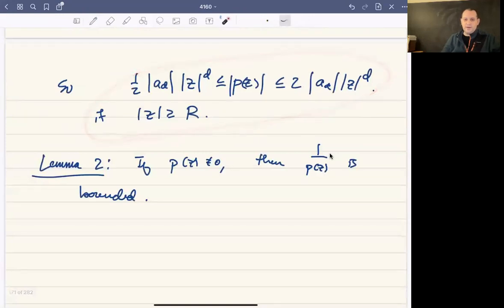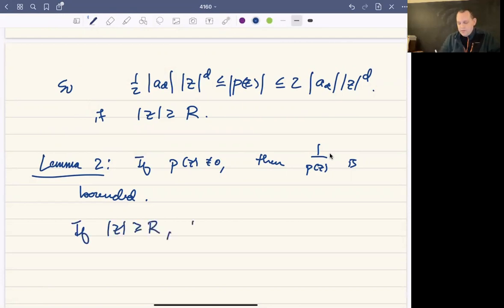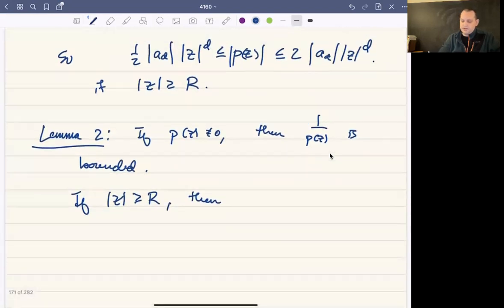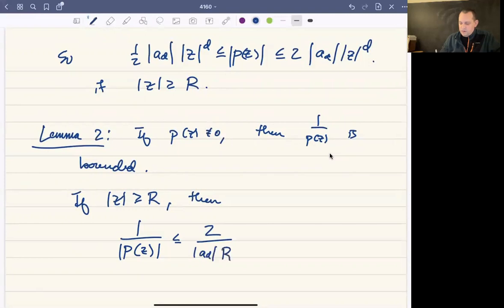Okay, so this first lemma gives us boundedness when the modulus of z is large. So first, if the modulus of z is greater than or equal to r, where r is the value from the first lemma, then notice that what this tells us is that 1 over the modulus of p of z is going to be less than or equal to 2 over the modulus of a sub d times r to the d. Okay, and so this gives us a nice condition for boundedness if the modulus of z is sufficiently large.